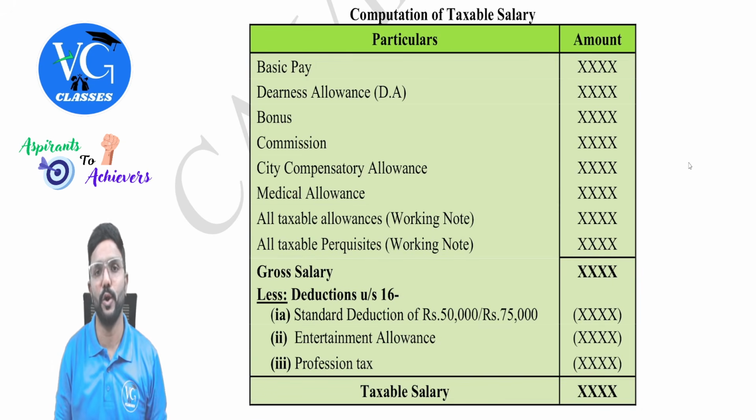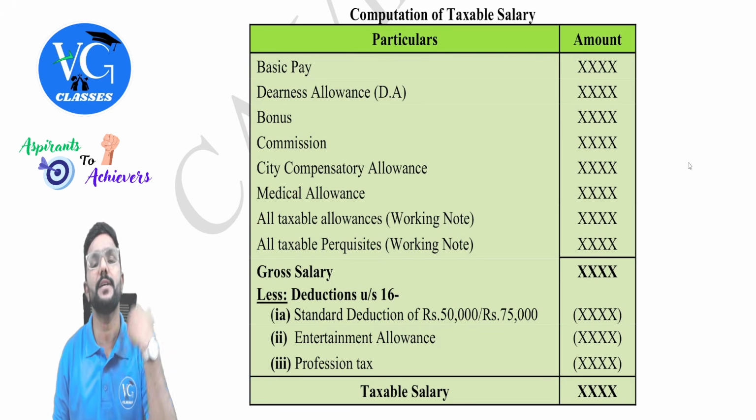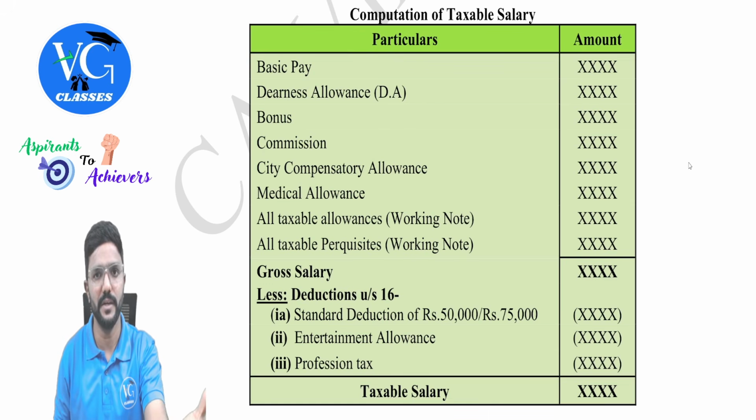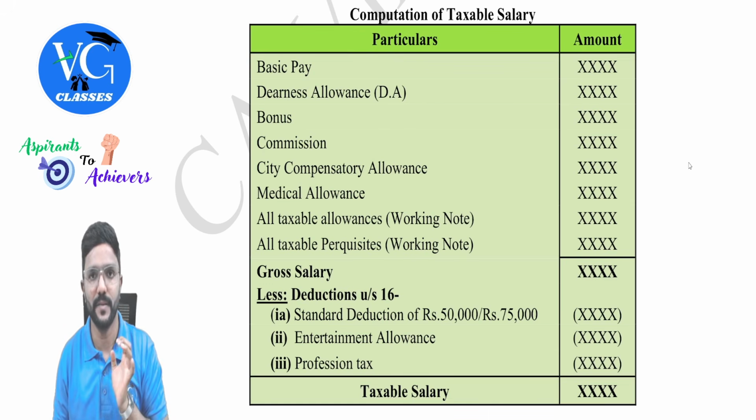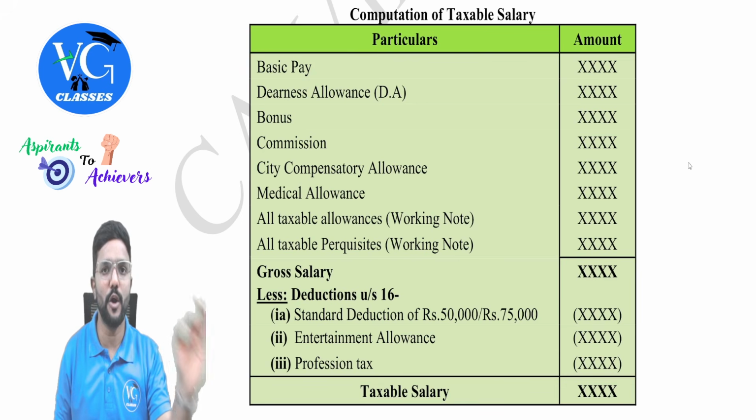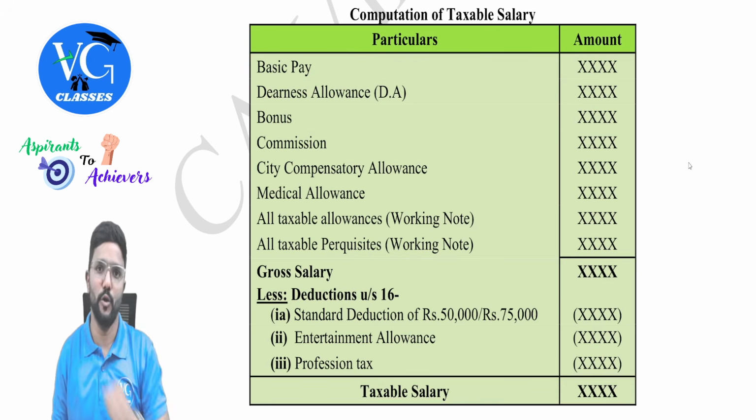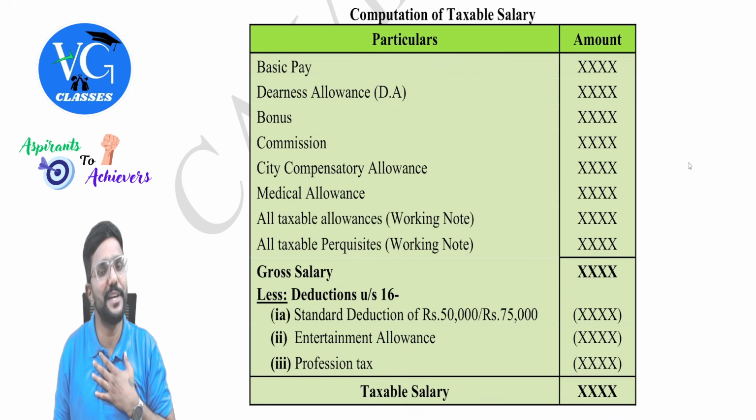First of all, sir, what is allowance? Guys, allowance is like a fixed amount which is given by employer to employee every month or every year in order to meet his expenditure. That expenditure might be related to office or it might be related to personal also. Personal means the personal expenditure of employee or any of his family members.